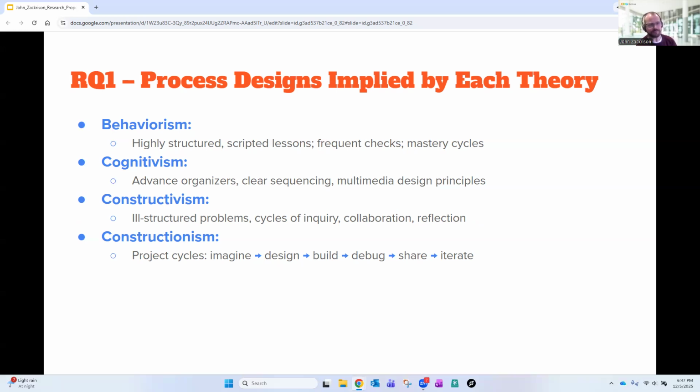In constructionism, learning processes revolve around creating that artifact that we talked about before. That's really important to the learner. The typical cycle we see involves imagining a project, designing and building it, testing and debugging, sharing it with others, and then iterating based on the feedback that we receive. And these processes tend to be more open-ended and personalized than the behaviorist or cognitive processes.